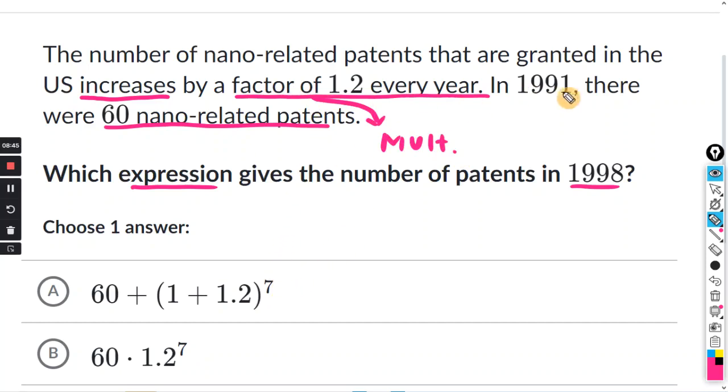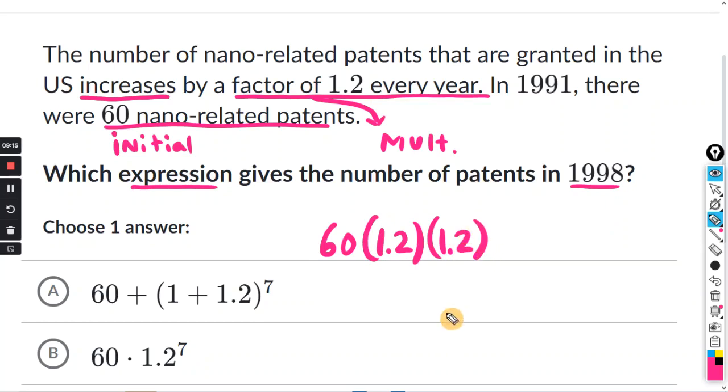All right, so in 1991, 60 nano-related, that's going to be your initial or starting value. Okay, so let's start with a 60. And then it's going to multiply by a factor of 1.2 every year. So times 1.2, that's the first year. Take that number, times 1.2, that's the second year, and it just keeps going.